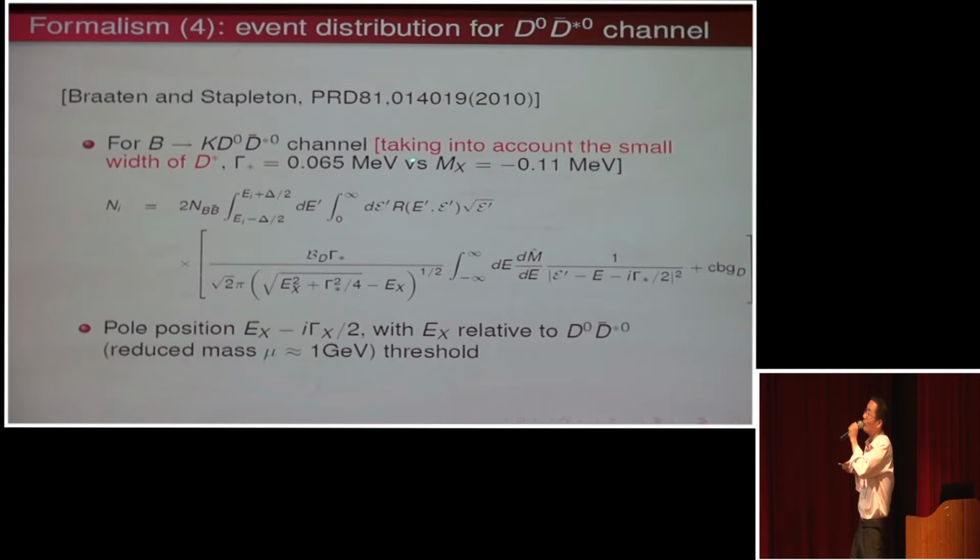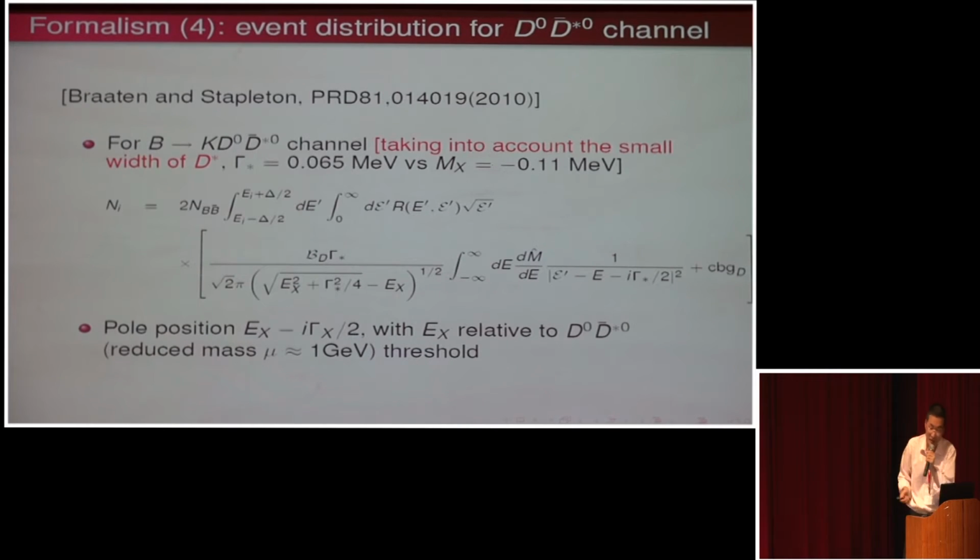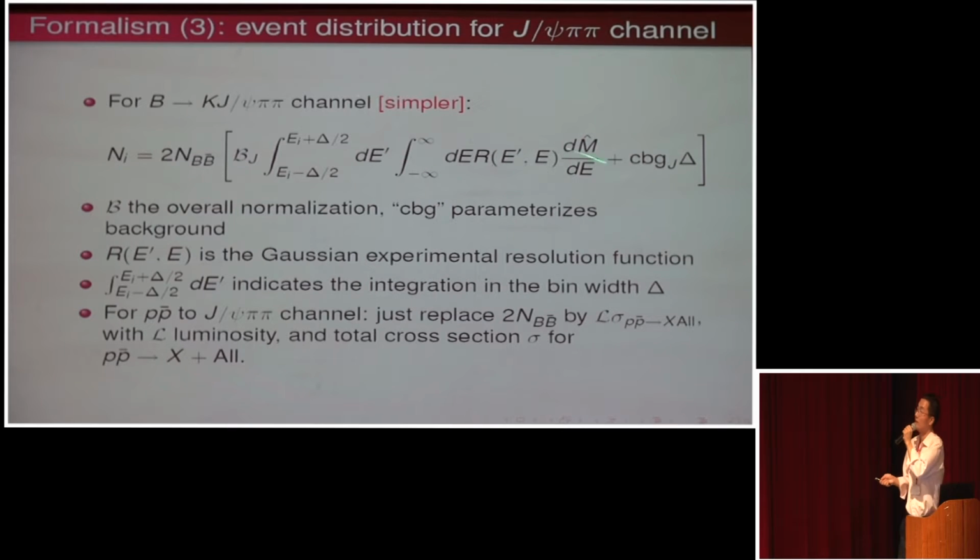And here is a more complicated form for B to D star. It's first derived by Braaten, but in our paper we have elaborated the details more. Without mentioning it too much, we want to make two points. One is that you can understand it by comparing to the previous one. If gamma star, the D star width, is very small, around 60 keV, and this goes to 0, you will have a delta function. Then you will recover the previous equation.